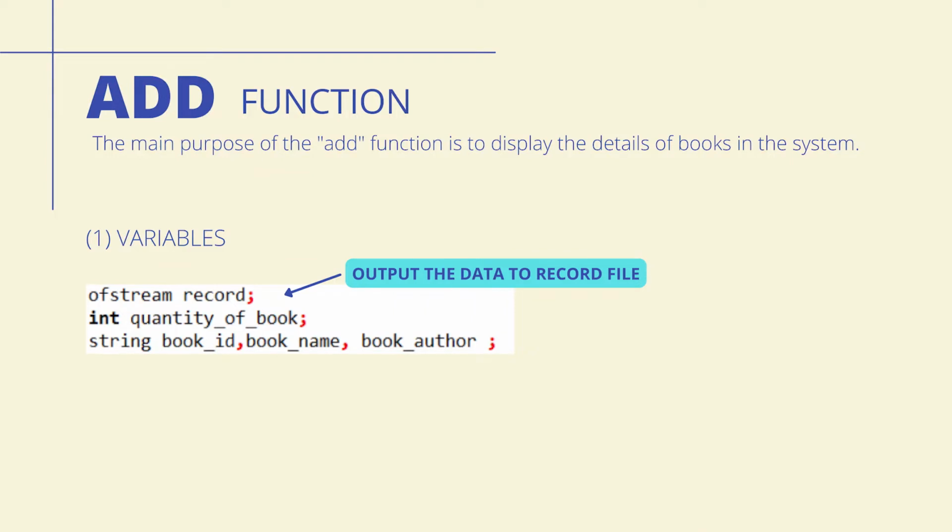The main purpose of the add function is to add the details of books into the system. Before we start, we have to output the data to the record file. We use variables such as book ID, quantity of book, book name, and book author.